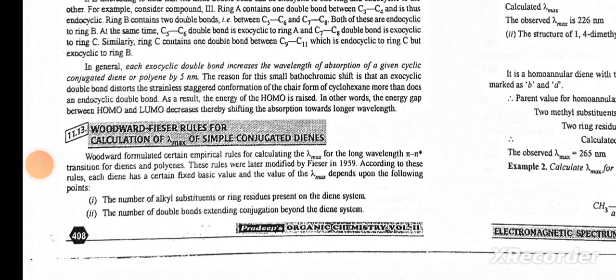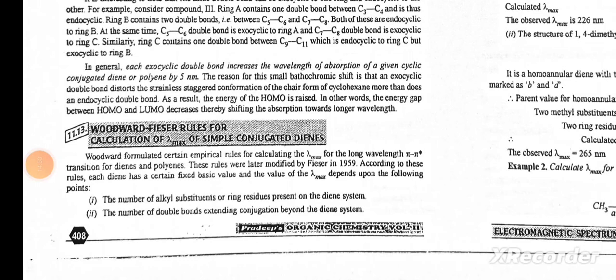The reason for this small bathochromic shift is that an exocyclic double bond distorts the strainless staggered conformation of the chair form of cyclohexane more than does an endocyclic double bond. As a result, the energy of the HOMO is raised. In other words, the energy gap between HOMO and LUMO decreases, thereby shifting the absorption towards longer wavelength.